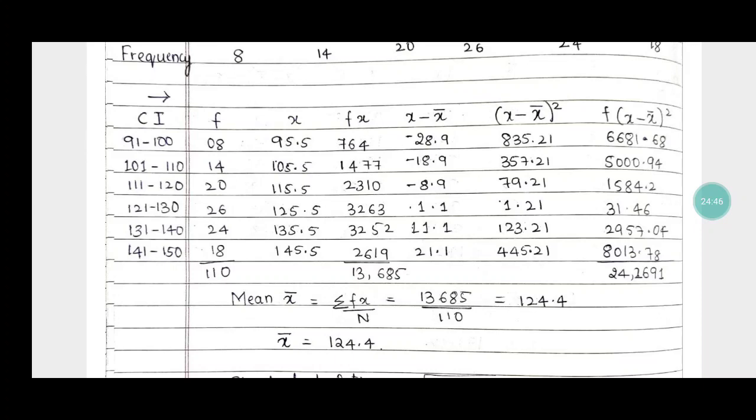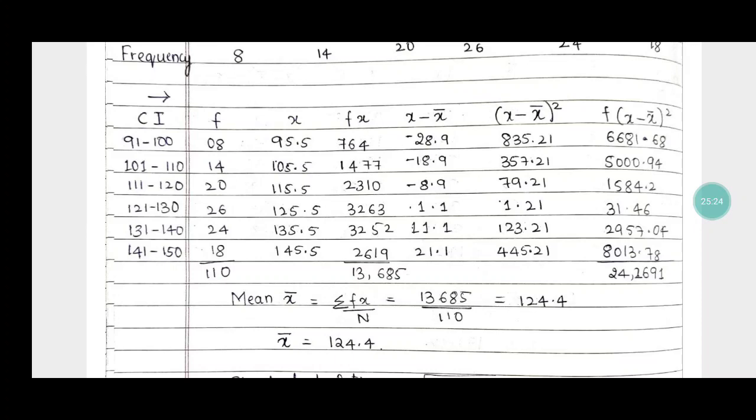And fx, so what is fx? We have to multiply the frequency and the x value. So 8 into 95.5 we get 764, and 14 into 105.5 we get the answer 1477. This is how we multiply f into x, and we get the total, that is 13,685. Next is x minus x bar.